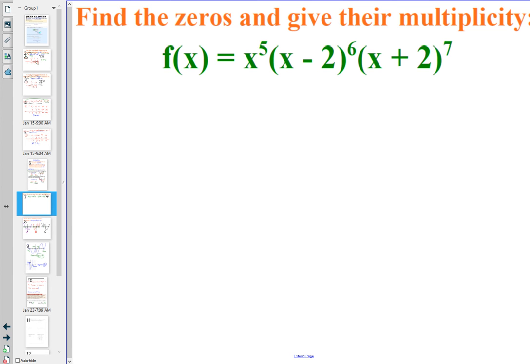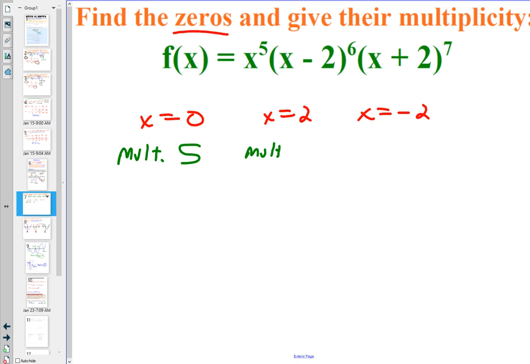Find the zeros and give their multiplicities. Okay. Zeros means the solution to the x-intercepts. What would be the x-intercept here? X equals 0. X equals 2 and what would be the multiplicity of 0? What would be the multiplicity of 2? What would be the multiplicity of the negative 2? What would be the overall degree of the function? 18.